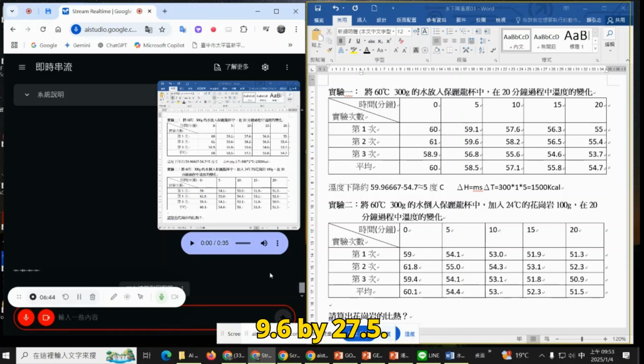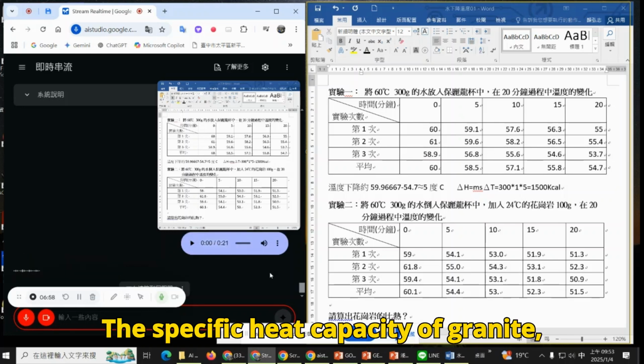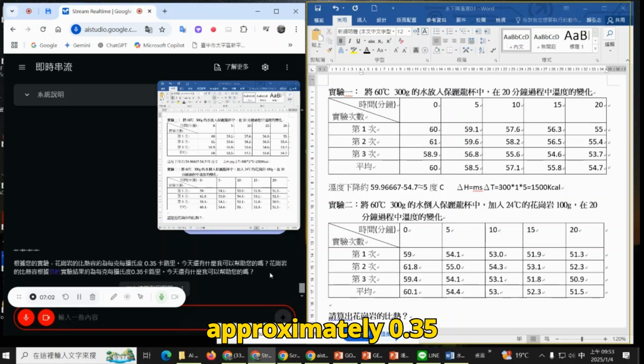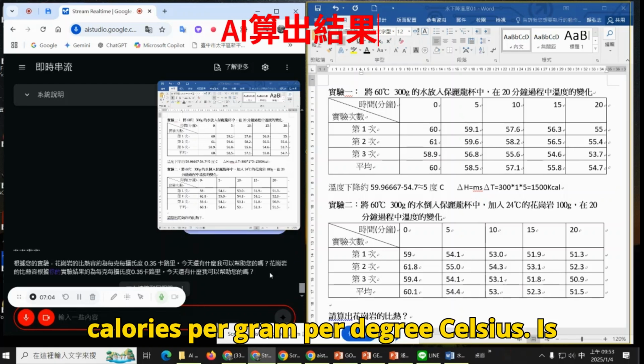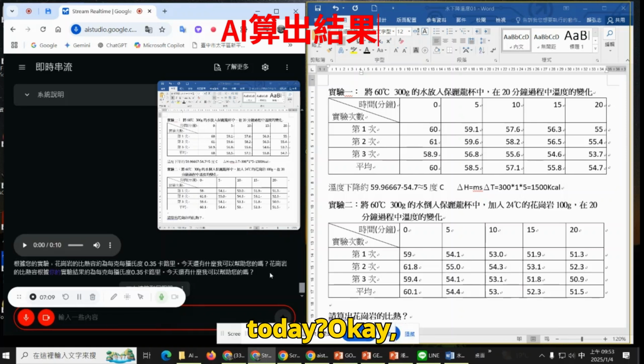Now, divide 9.6 by 27.5. What result do you get? 这你算出来的比热数值是多少？The specific heat capacity of granite, based on your experiment, is approximately 0.35 calories per gram per degree Celsius. Is there anything else I can help you with today?